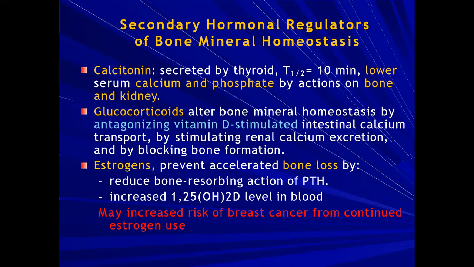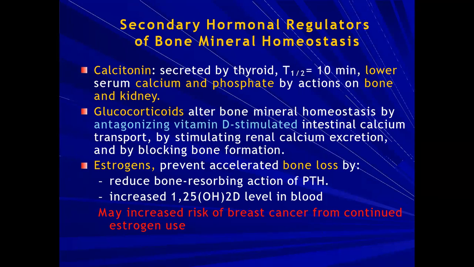We remember that in bone it acts on osteoblasts and osteoclasts, whereas in the kidney it reduces reabsorption in the tubules. Glucocorticoids alter bone mineral homeostasis by antagonizing vitamin D stimulation of intestinal calcium transport, by stimulating renal calcium excretion, and by blocking bone formation. So you can see you have to be very careful when giving them. They antagonize vitamin D, interfere with the absorption and transportation of calcium, stimulate the kidney to excrete calcium, and block bone formation.